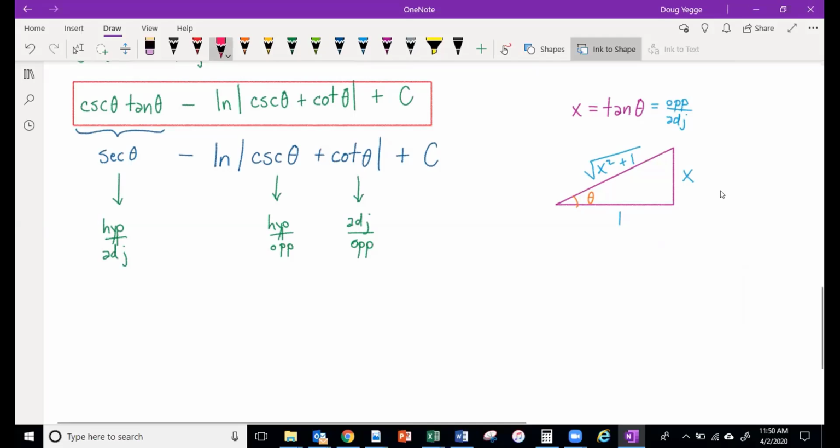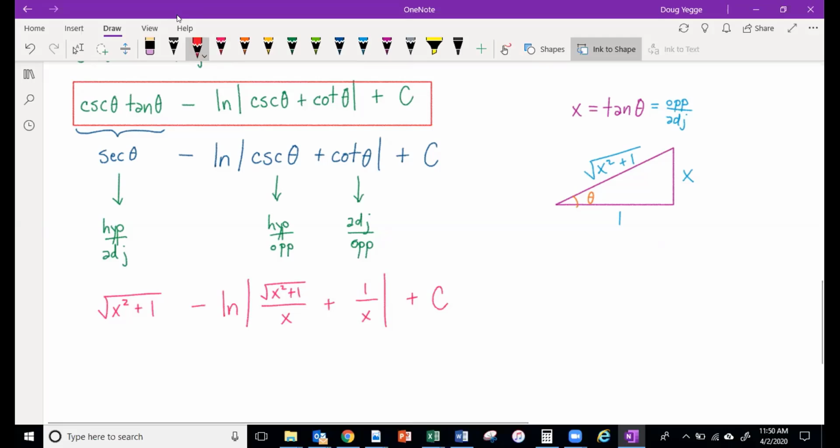So instead, you draw the triangle and you now fill in the blanks. Okay, so let's look at the hypotenuse over adjacent. Hypotenuse over adjacent is just the square root of x squared plus 1. Minus the natural log of the absolute value of hypotenuse over opposite. Well, that's just going to be the square root of x squared plus 1 over x plus the cotangent theta, which is adjacent over opposite, which will be 1 over x plus c. And that's our final answer.